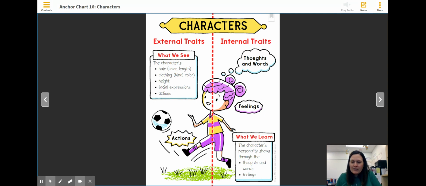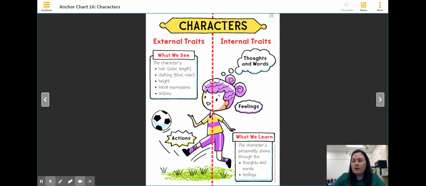So today we're going to talk about external character traits and internal character traits. The external character traits are what we can see with our own two eyes. Like the character's hair, the color of the hair, the length of the hair. If I were a character in a story, my hair is brown and it's about medium length. You're describing what the character looks like, what you can actually see with your eyes.